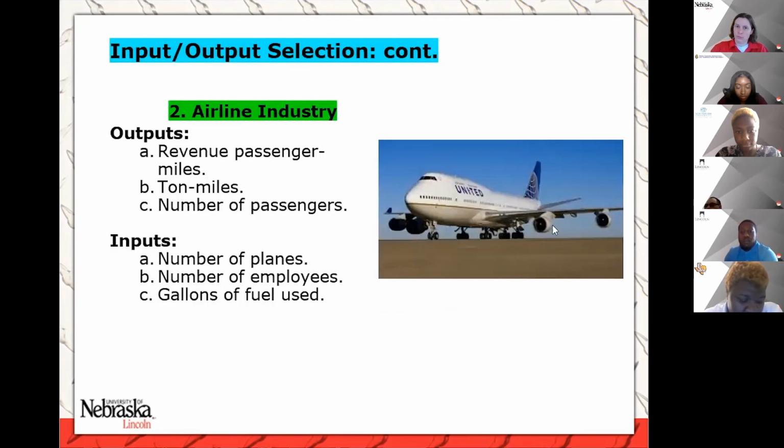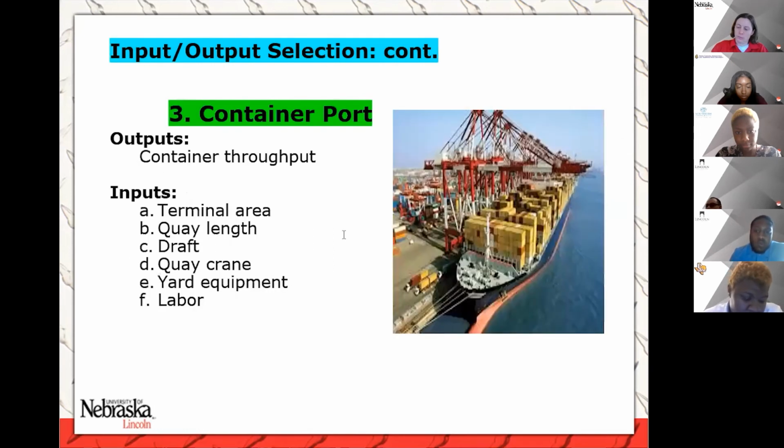Let's look at the airline industry. 3 outputs were used: revenue passenger miles, ton miles, and number of passengers. And 3 inputs have been used: number of planes, number of employees, and gallons of fuel used. Okay, so let's look at container ports. One output is used, container throughput. And then we have 6 inputs: terminal area, quay length, draft, quay equipment, yard equipment, and finally labor.